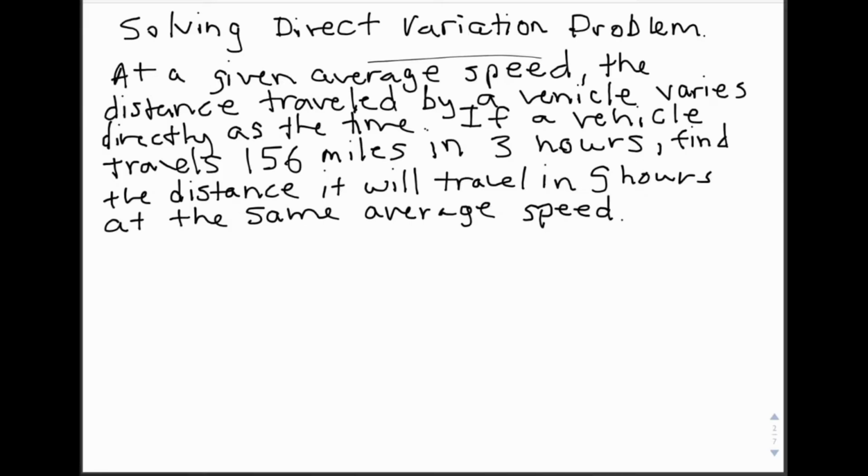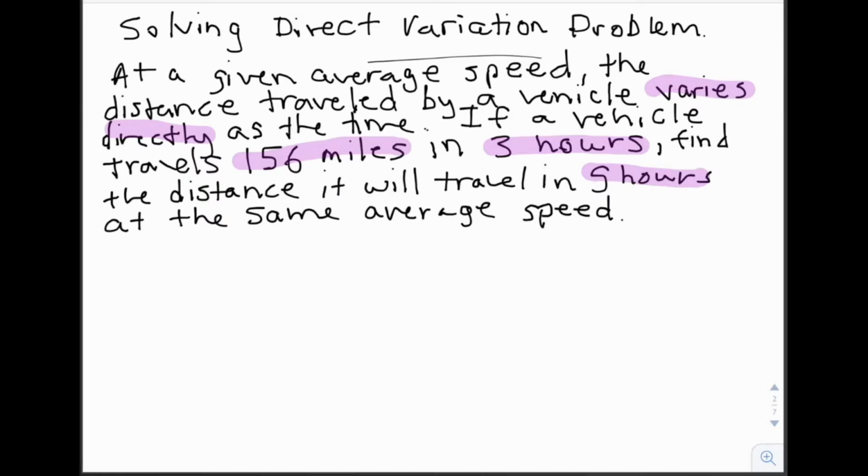Our direct variation problem states that at a given average speed, the distance traveled by a vehicle varies directly as the time. So we're dealing with a direct variation problem here. Now, if a vehicle travels 156 miles in 3 hours, so this is our first piece of information, find the distance it will travel in 5 hours at the same average speed.